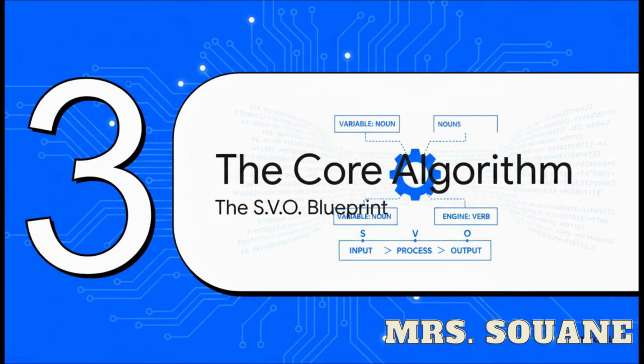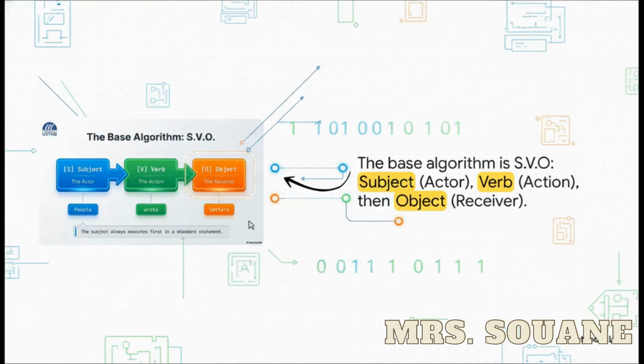So the big question is, how do we put them together? Let's look at the fundamental algorithm that tells us how to assemble them into a working sentence. And here it is. This is the base algorithm for pretty much any standard English sentence. S.V.O. Subject, then verb, then object. The actor performs an action on the receiver. It's so important that you remember the subject always comes first. This sequence is non-negotiable if you want to be clear.